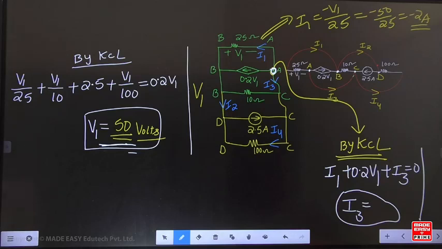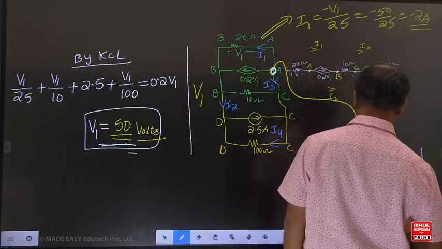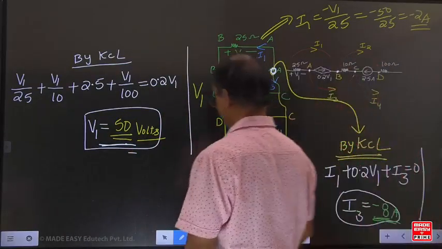Check करो. Somebody is saying I3 is minus 8. Is it correct? Others, anybody please reply. Check करो. Many students are saying I3 is minus 8. Minus 8 amperes.